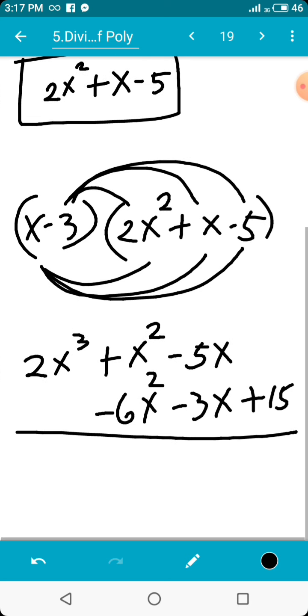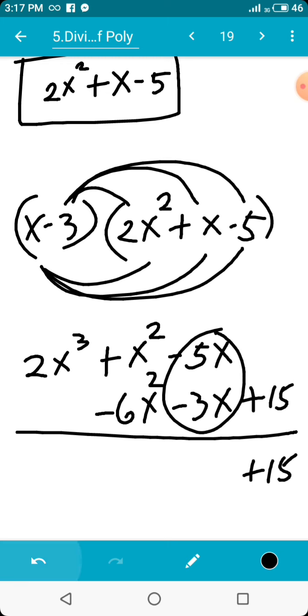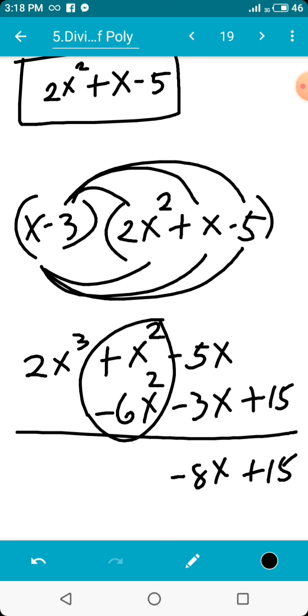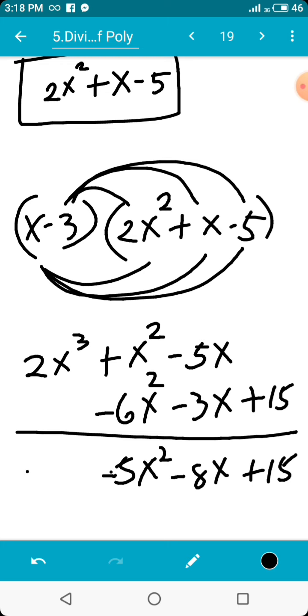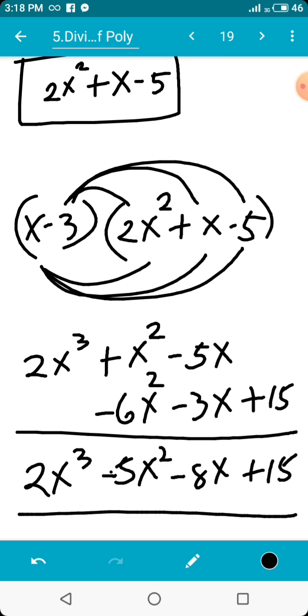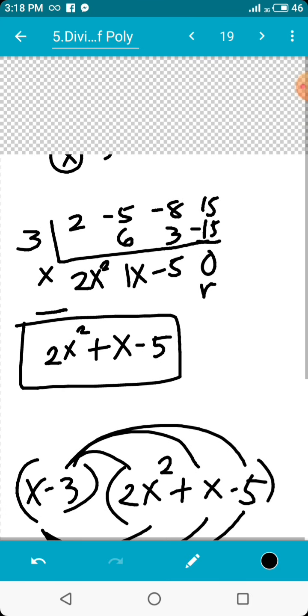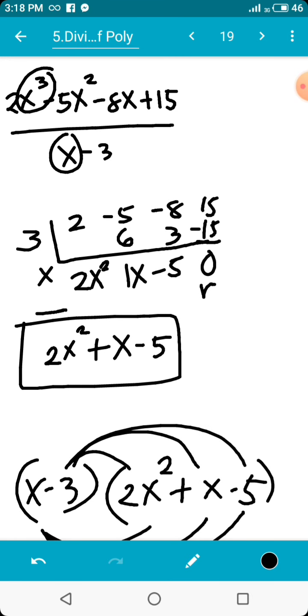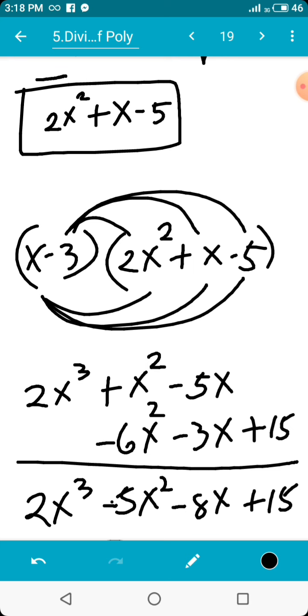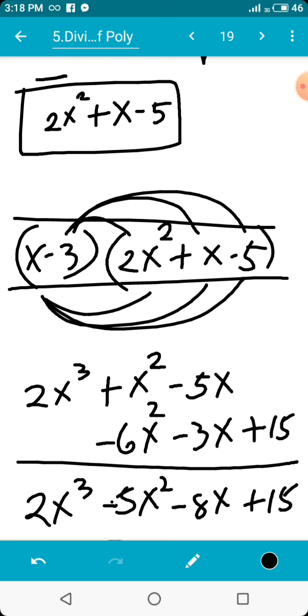Okay? And then, combine like terms. So, just bring down positive 15. And then, we have negative 5x and negative 3x. So, we have negative 8x. And then, we have positive x squared and negative 6x squared. So, we have negative 5x squared. And then, just bring down 2x cubed. Okay? So, ito ang kanyang product, which is, ito yung polynomial na dinidivide natin. 2x cubed minus 5x squared minus 8x plus 15. So, ibig sabihin, kung ito yung product natin, tama yung factors na nakuha natin, tama yung quotient na nakuha natin na 2x squared plus x minus 5. Okay?